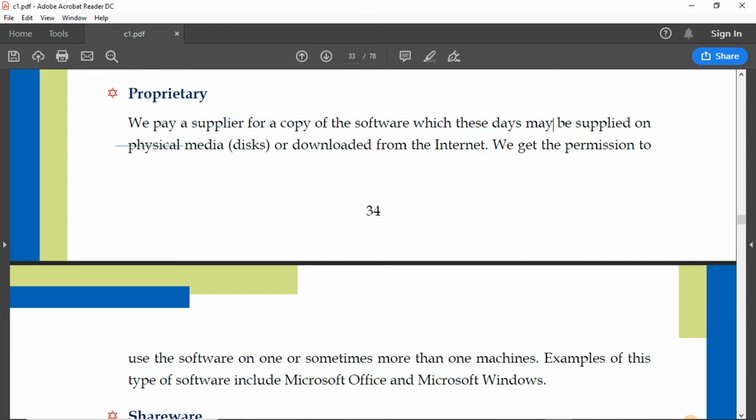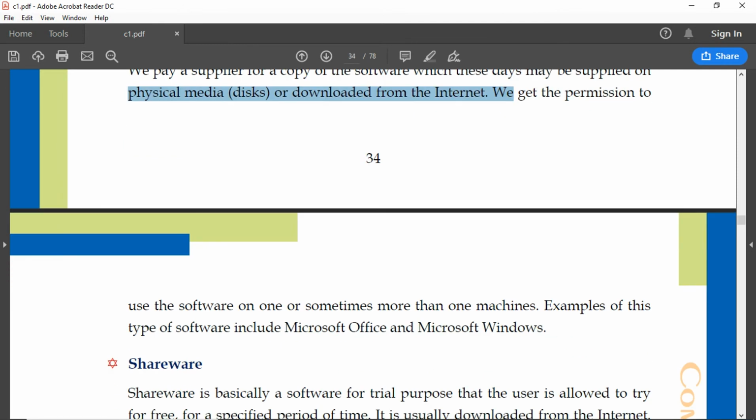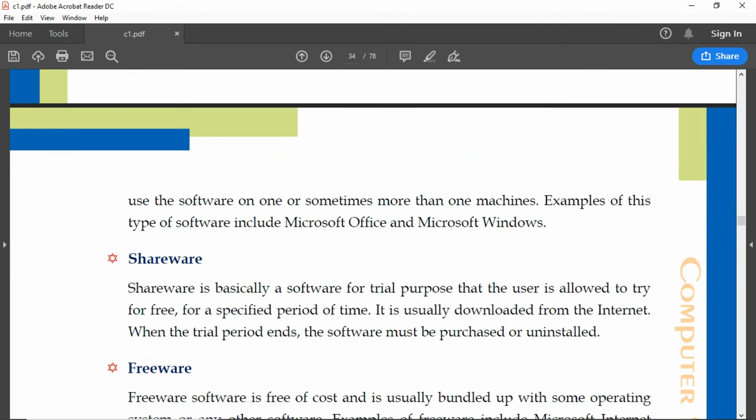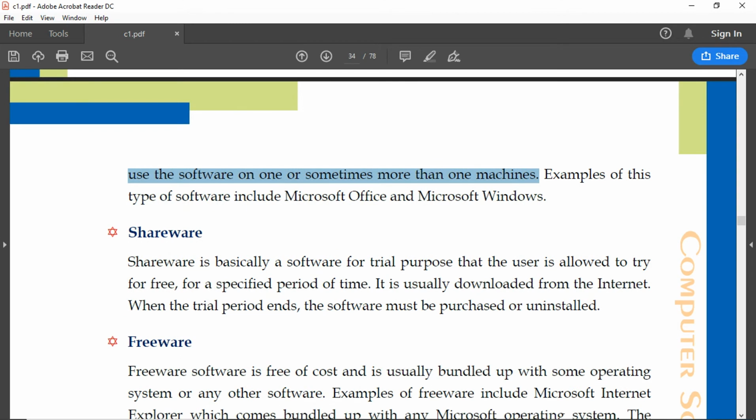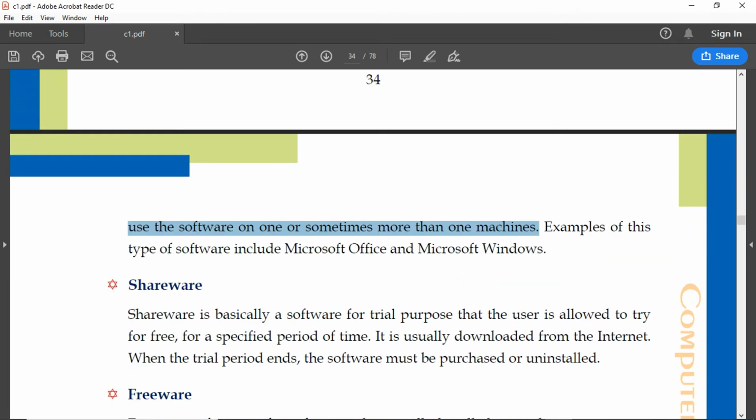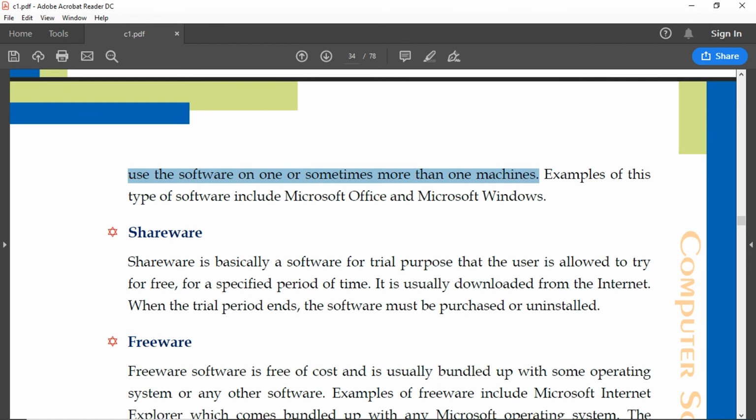Proprietary. We pay a supplier for a copy of the software, which these days may be supplied on physical media, disks, or downloaded from the internet. We get the permission to use the software on one or sometimes more than one machines. Examples of this type of software include Microsoft Office and Microsoft Windows.